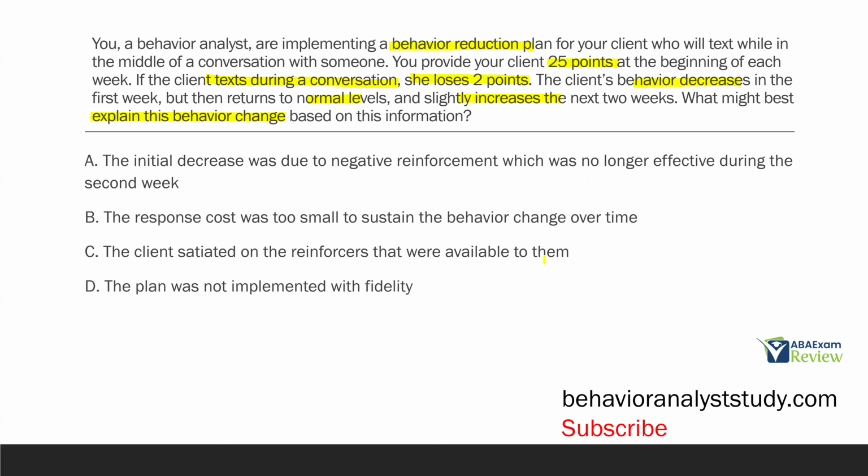C, the client satiated on the reinforcers that were available to them. Well, that wouldn't explain why the behavior decreased at first and then returned to normal levels. We're not even discussing what reinforcement was available to them. And if anything, their behavior increased the next 2 weeks. So C doesn't really fit the information given. And then D, the plan was not implemented with fidelity. Again, we're only working with the information given, and it doesn't make any indication that the plan was implemented incorrectly. Based on this information and our answer choices, it's most likely 2 points was initially punishing, because it's a response cost, and then it lost its effectiveness over time. The response cost was too small to sustain the behavior change over time.